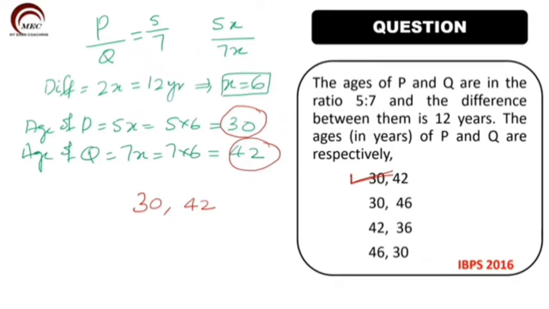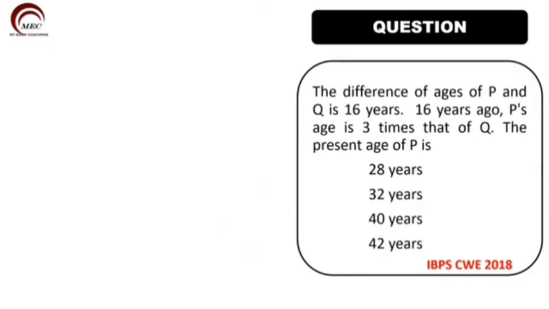So let us go to the next question. The difference of ages of P and Q is 16 years. 16 years ago, P's age is 3 times that of Q. The present age of P is what? So a different type of question. Let us take the present age of P.